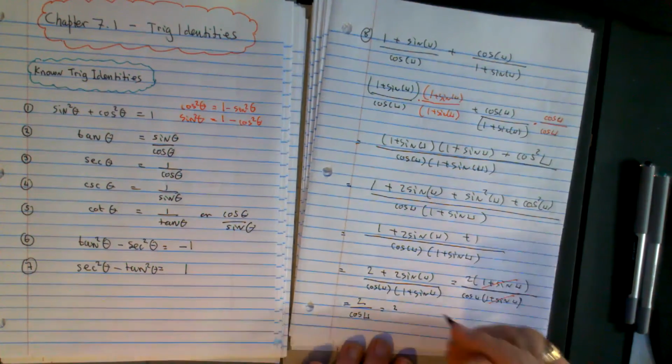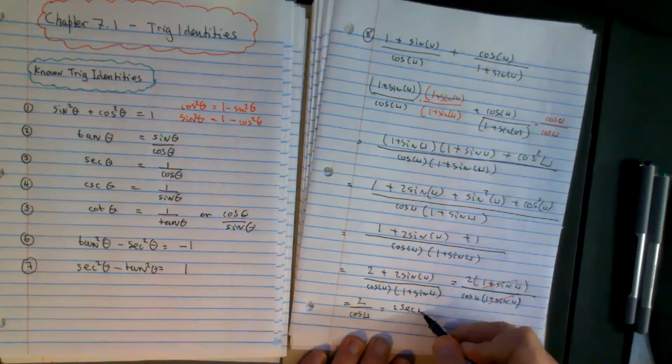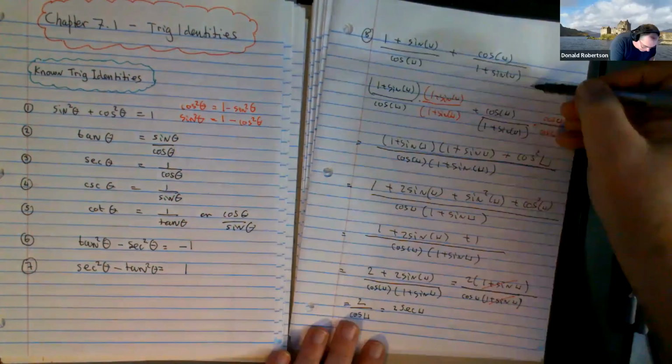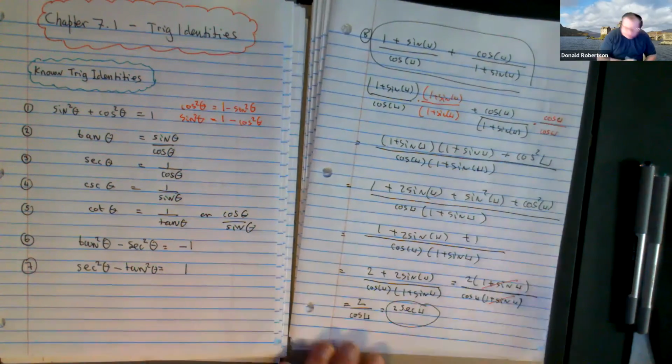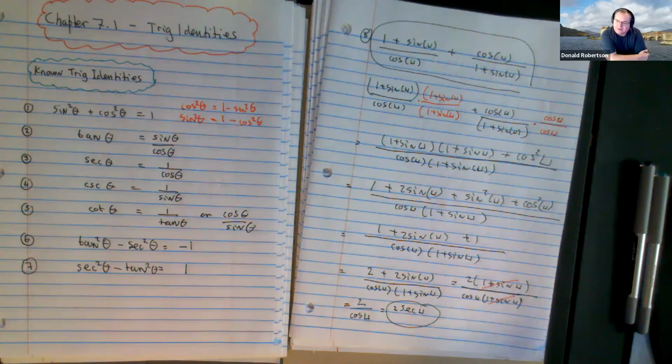2 secant? That's the secant one. Look at the original and look at how nice the answer is. Isn't that kind of amazing, that ugly thing?